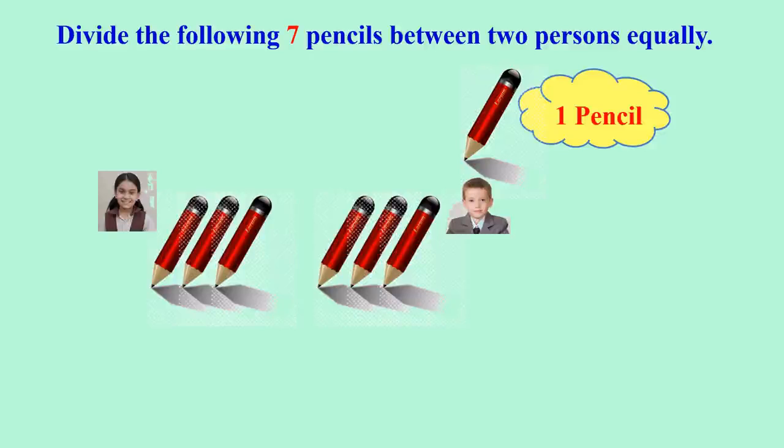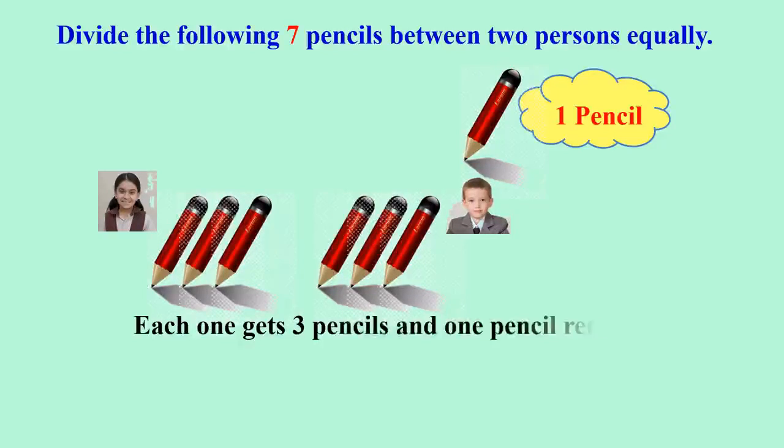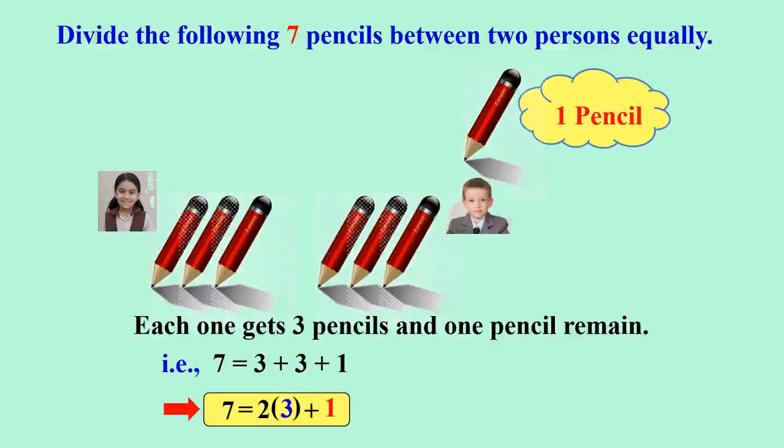This 1 pencil cannot be divided between 2 persons equally. Therefore each one gets 3 pencils and 1 pencil remains. That is, 7 is equal to 3 plus 3 plus 1. 7 is equal to 2 times 3 plus 1. Here 1 is the remainder.